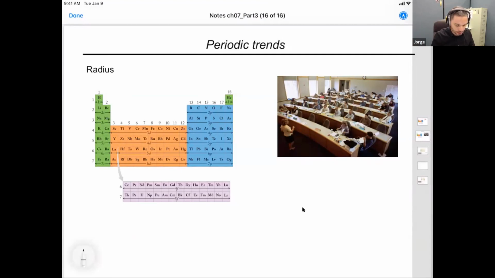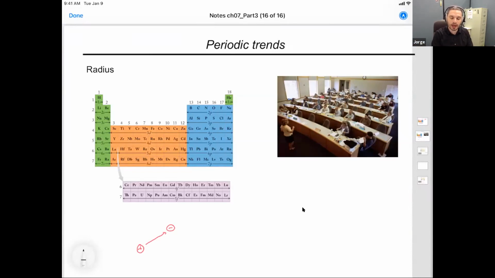Starting here with radius. Radius is the most important periodic trend. All the other trends can be derived from the radius. Remember here that the radius is basically the result of the interaction between a charged positive nucleus and its electrons. That will determine the radius. More positive charges, the radius will shrink. Less positive charges, the radius will increase.